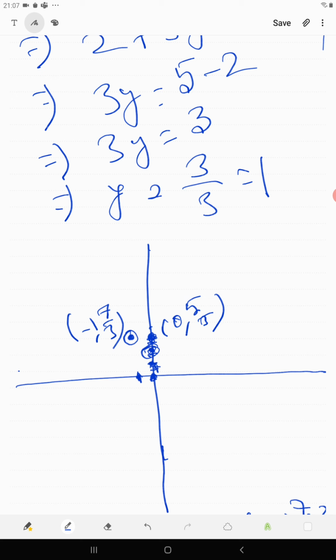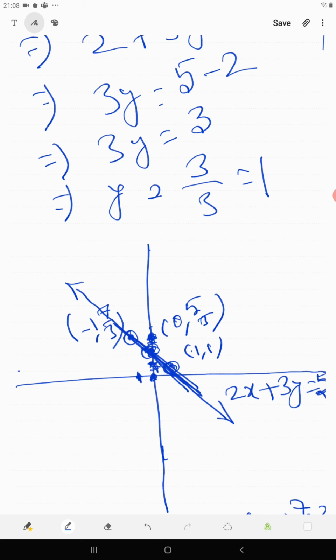Now next, when x is 1, y is also 1. So we got 1 comma 1 over here. Now let's join these. You will see that all points come in a straight line. The equation of this straight line is 2x plus 3y equals 5. So this straight line represents this equation.